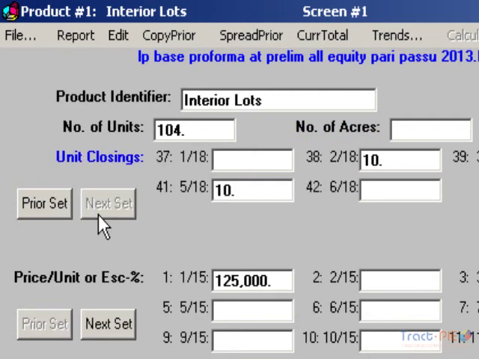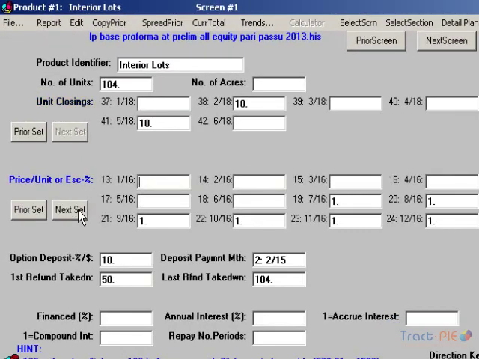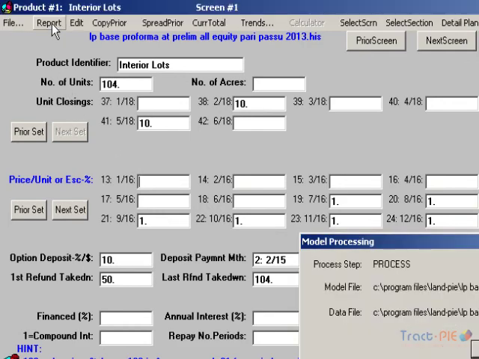The lots sell for an initial sales price of $125,000 and then increase by 1% a month starting in July of 2016. There's a deposit of 10% of total sales made in February of 2015 and then repaid from lots 50 through 104. If we had more lot types, we could continue on other screens, but for now, let's generate a report showing what's happening.